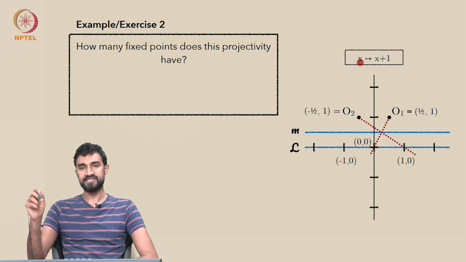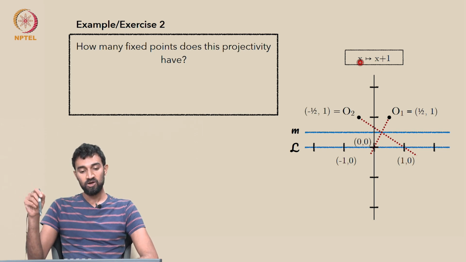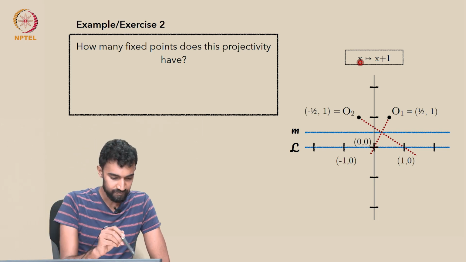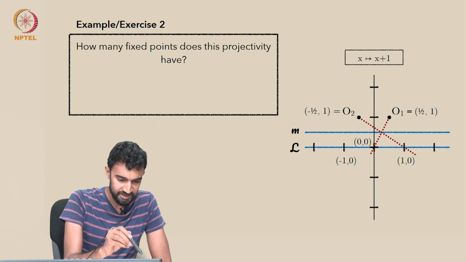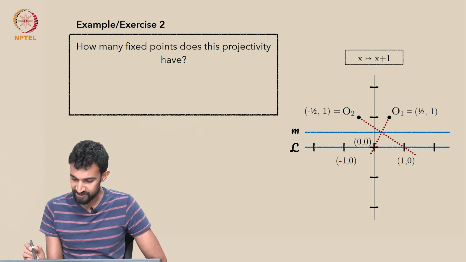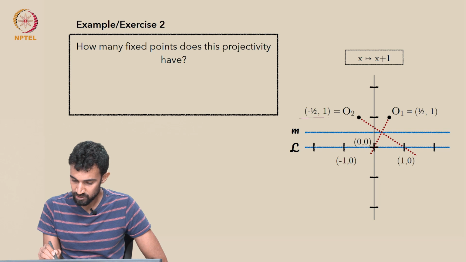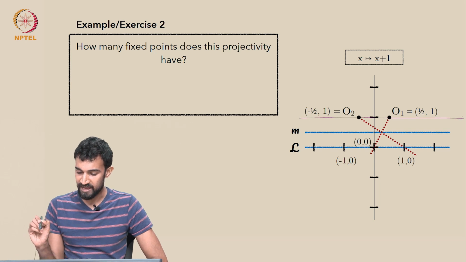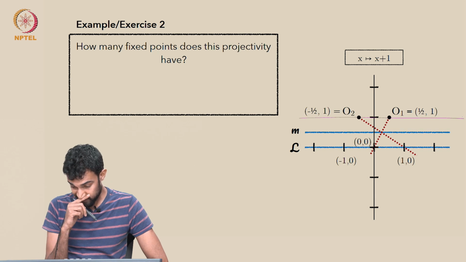But now we're on the extended line. We have a point at infinity. Where is the point at infinity going? Well, once again, we can figure that out by looking at the horizontal line through O1 and the horizontal line through O2.